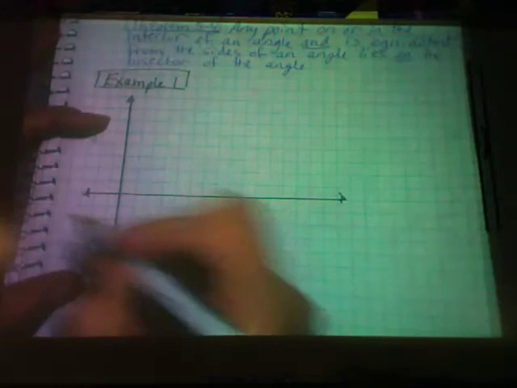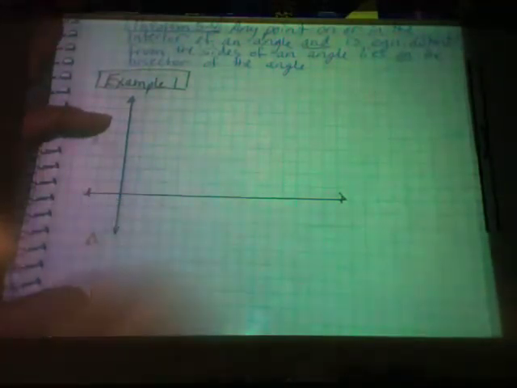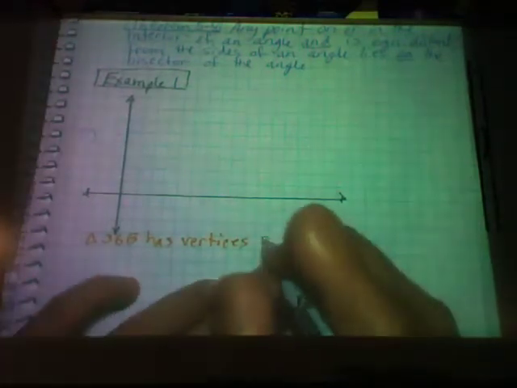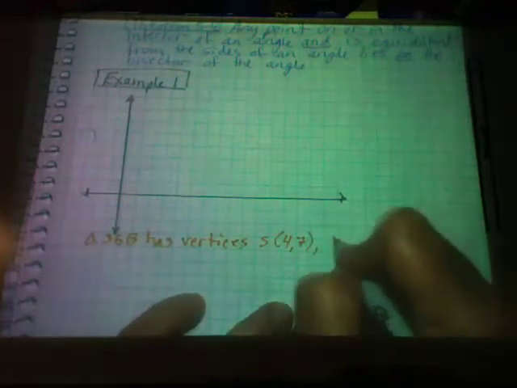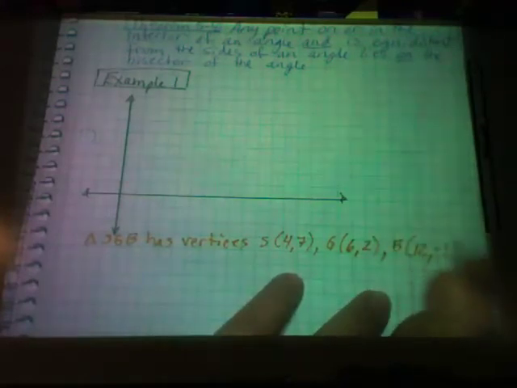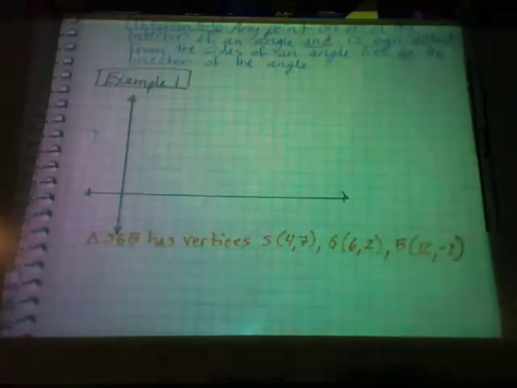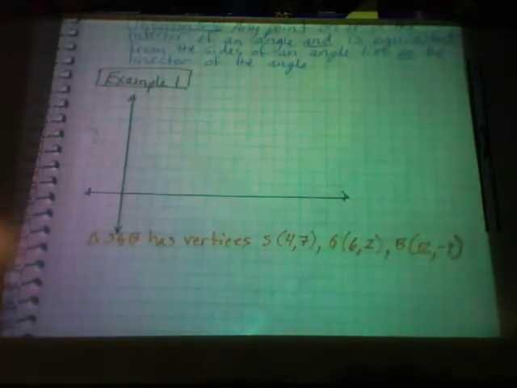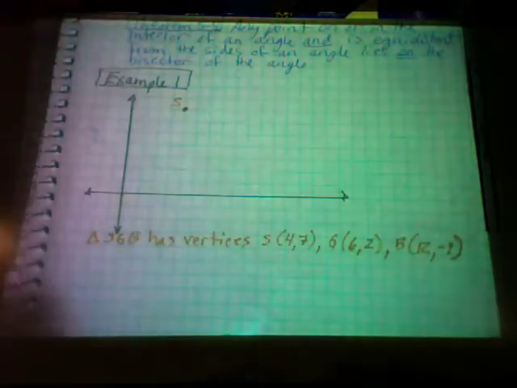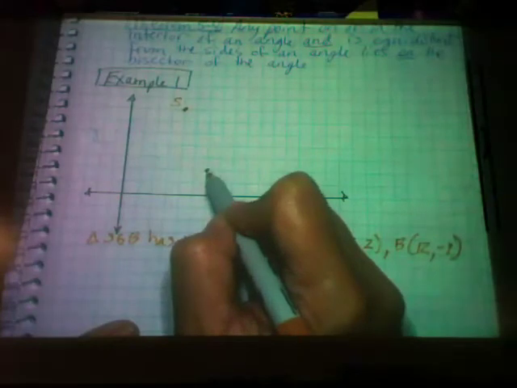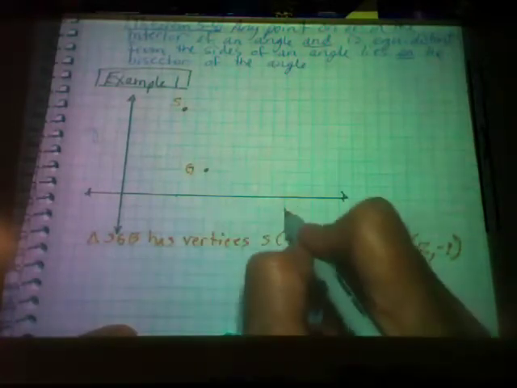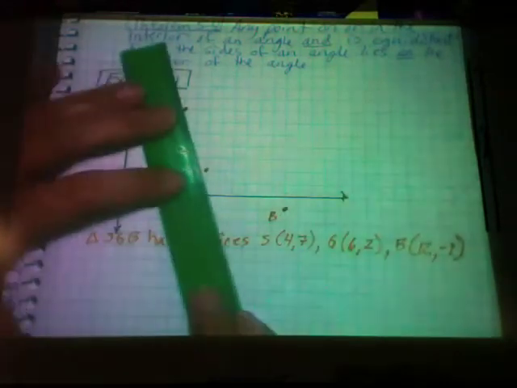Then I'm going to give you the vertices of a triangle. So triangle SGB has vertices S, which is (4, 7), G, which is (6, 2), and B, which is (12, -1). Please plot those ordered pairs and connect them, they'll make a triangle. You're going to see that you've created a very obtuse triangle.